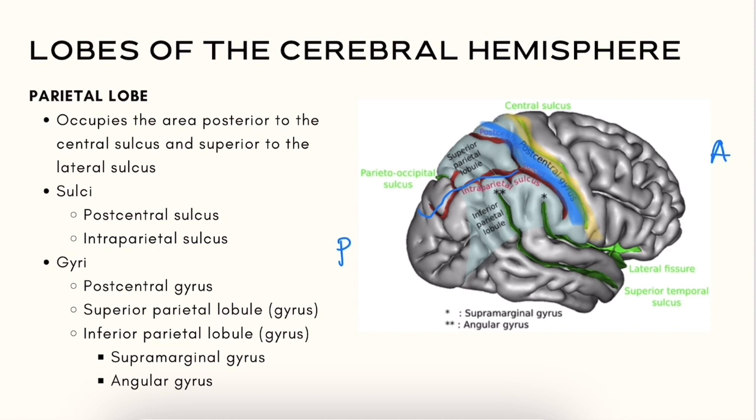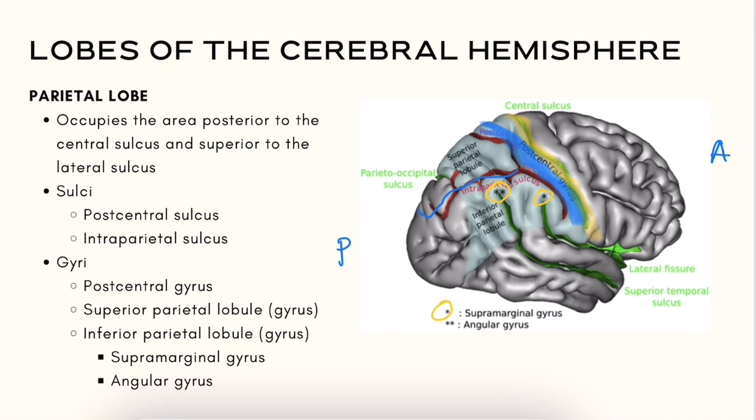So if you can see the asterisk right here, we have one asterisk here, which is your supramarginal gyrus, and this one right here around this area, that is where your angular gyrus lies. So your angular gyrus is posterior to your supramarginal gyrus.